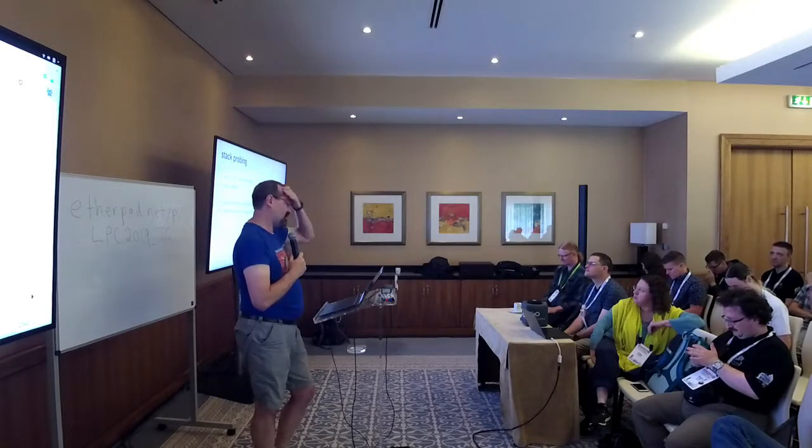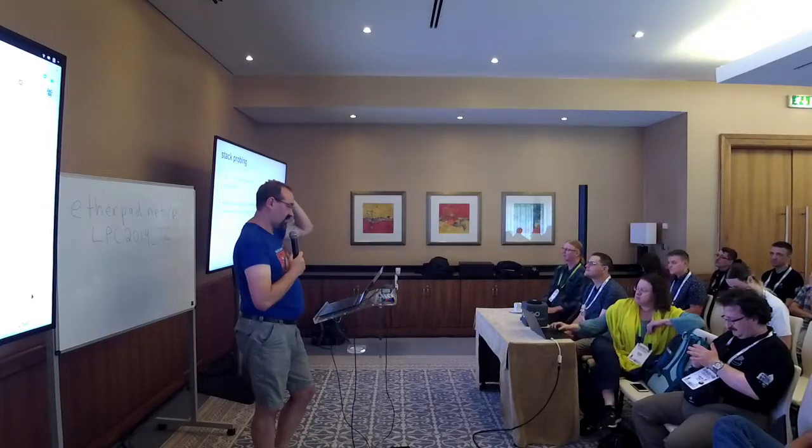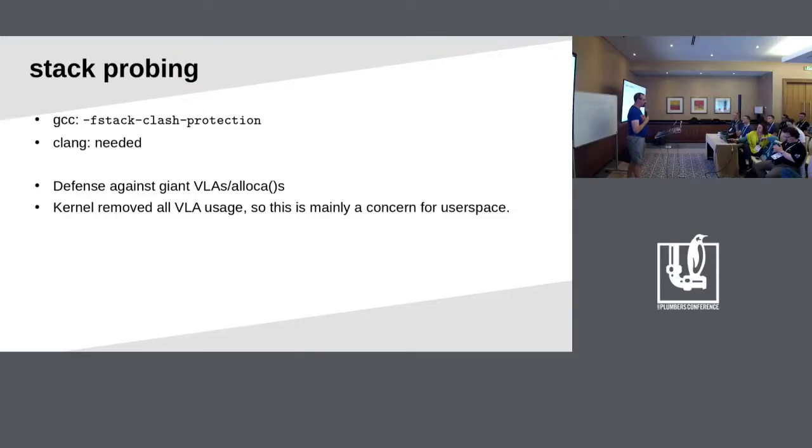Stack probing was added to GCC. Clang still lacks this. This was, as you use a VLA or alloca, you'll actually read the stack in small byte offsets to verify that you actually can get to that mapping. From my perspective, this is now only interesting for user space because the kernel has completely eliminated the use of VLAs and alloca. And in the year that we took to do it, systemd had two exploitable alloca vulnerabilities. So it has been my strong recommendation that nobody use VLAs.